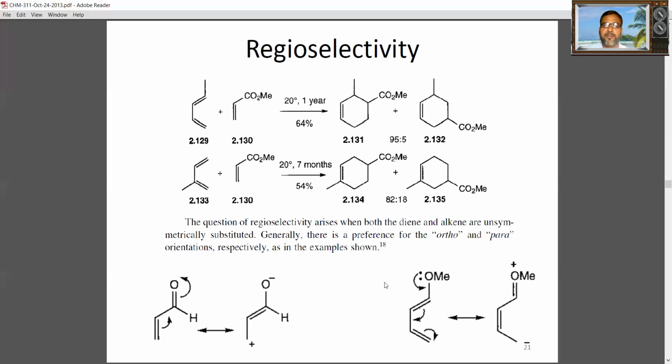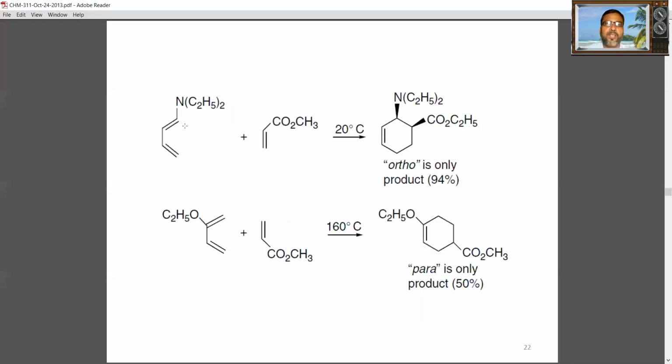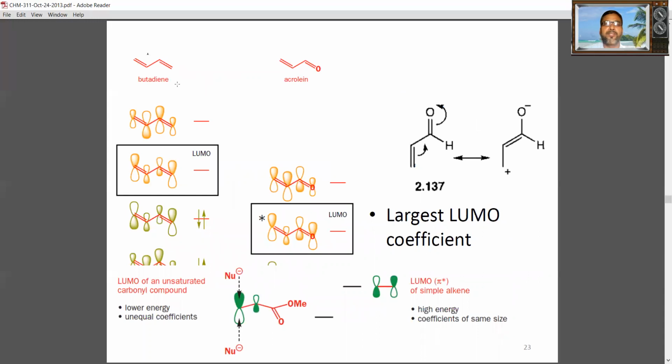You can see here, you have a substituted diene and dienophile. You will get the ortho product only. Now you can see you have a diene and dienophile. Para is the only product, 50%. This one is 94% product. That is good, and at low temperature. Very nice. So you can see the butadiene and acrolein.